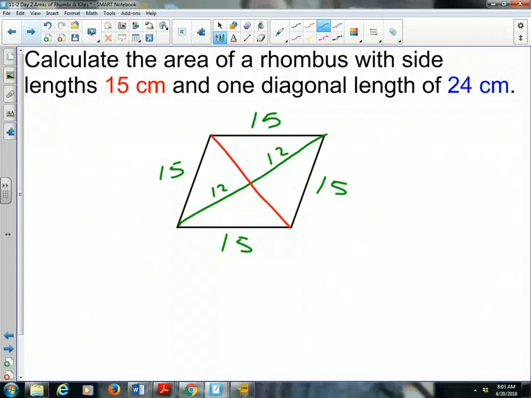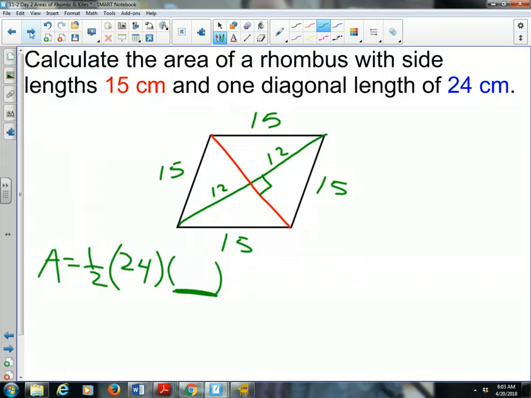And this angle is 90 degrees. So the area equals 1/2 diagonal 1, which is 24, times diagonal 2. Class, I don't know what diagonal 2 is. Let's find it, shall we?